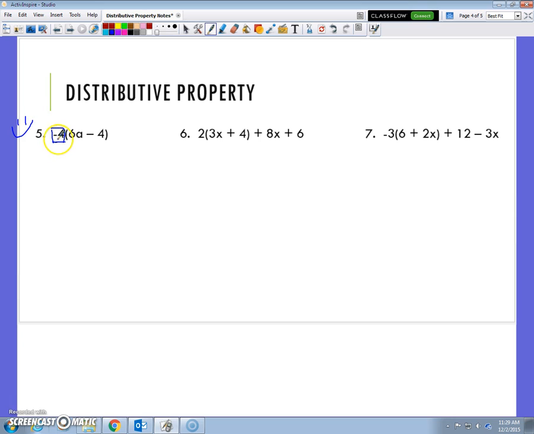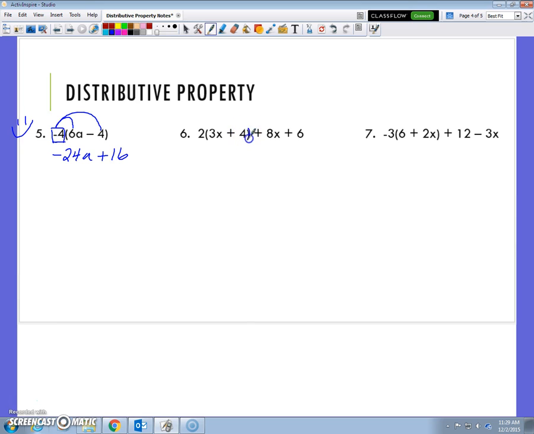The negative sticks with the 4. It is distributed too. So negative 4 times 6a, negative 24a. Negative 4 times negative 4 is positive 16. Okay, it's easy to make mistakes on the signs. Remember, any 2 numbers that are multiplied, if they're the same sign, it becomes positive. If they're a different sign, they become negative. So a negative times a positive is a negative. Negative times a negative is a positive. All right. And so now we start into the more difficult things.